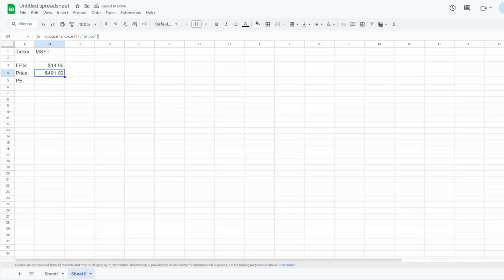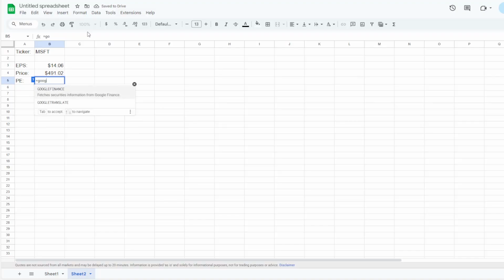But the thing is, if I had just left this second slot in this function blank, it would still give me $491.02. The default attribute in Google Finance is the stock price. So you could put in price if you want, but price is the default attribute in Google Finance. And the last thing that we need is the PE ratio.